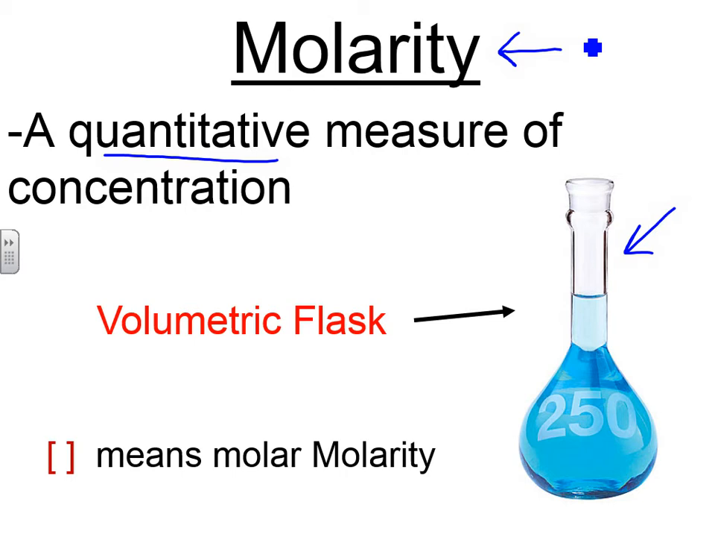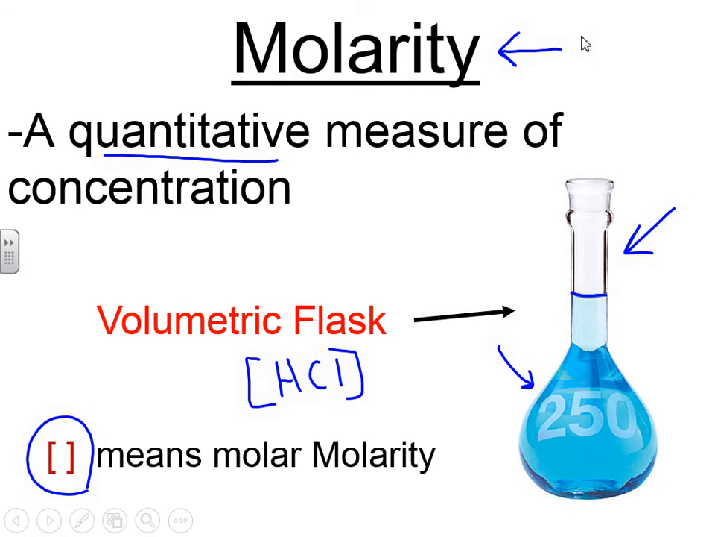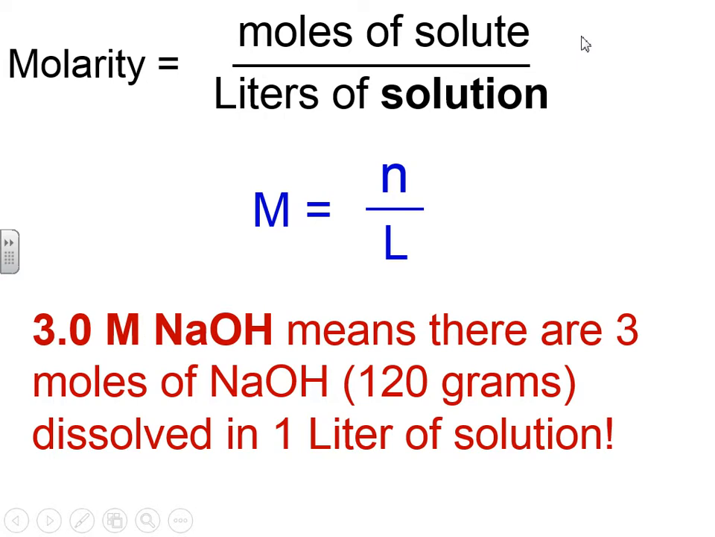Now this flask actually has a marking on the neck that corresponds exactly, in this case, to 250 milliliters. And this is to prepare solutions with an exact concentration. In chemistry, we use brackets around a compound to represent molarity. So for example, you will often see [HCl] in brackets, and it's referring to the molarity of HCl, the concentration of HCl.